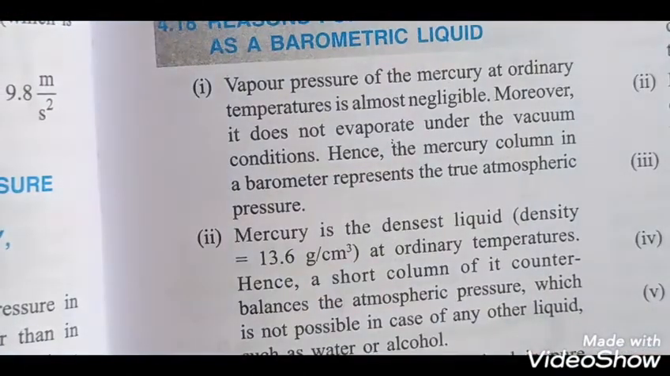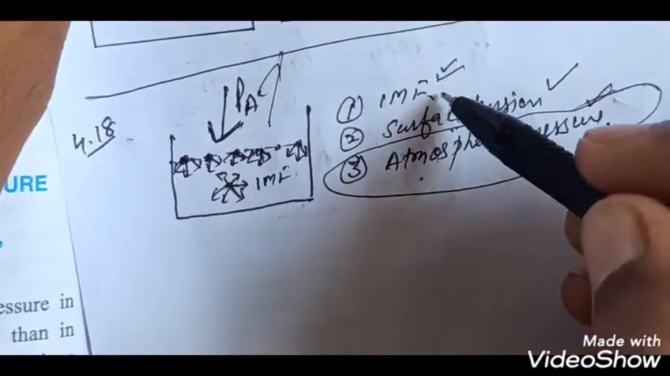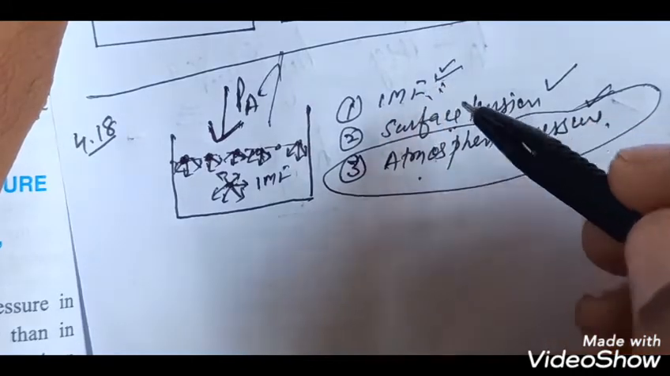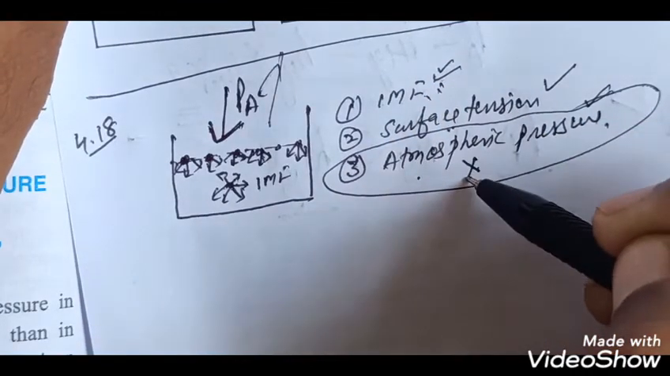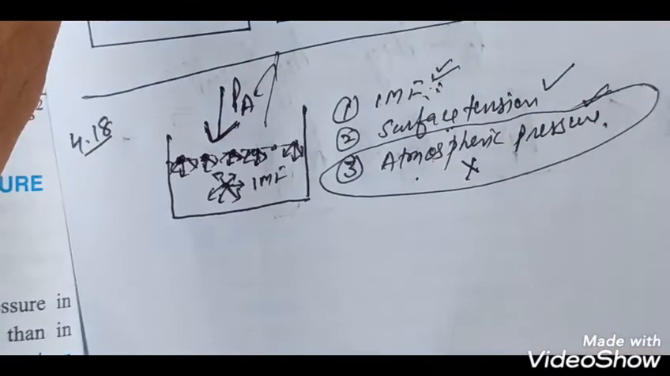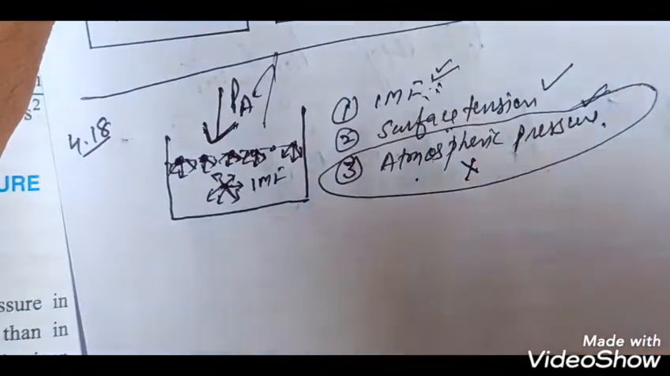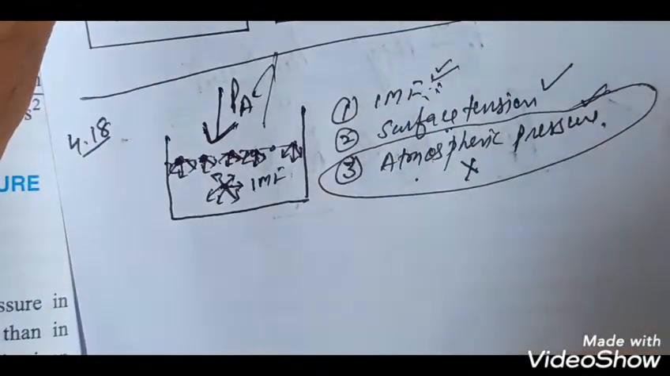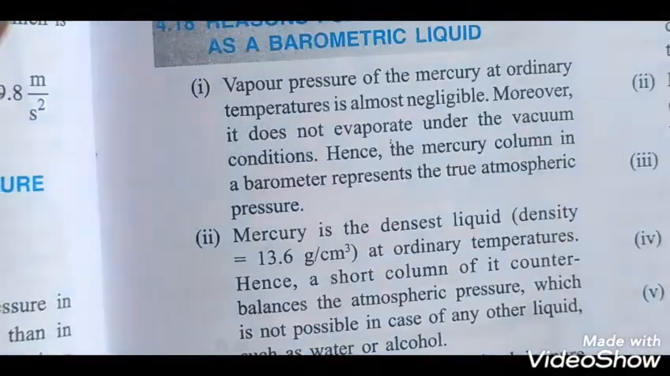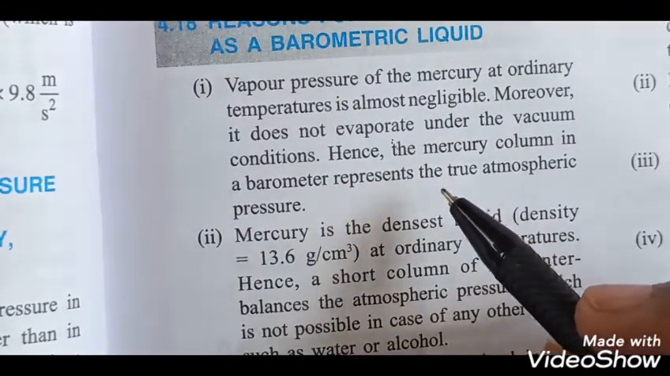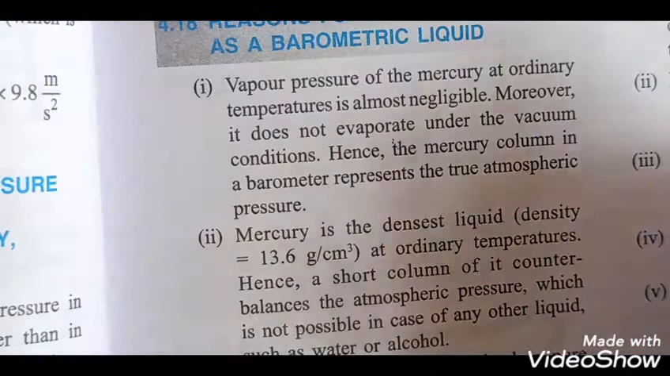So that's why they are saying the mercury does not evaporate under vacuum condition also. Why? Because the intermolecular forces in mercury molecules are very large. So even if atmospheric pressure is absent, the evaporation of mercury is negligible because of large intermolecular forces. And that's why they are writing it does not evaporate. Almost negligible evaporation is there.